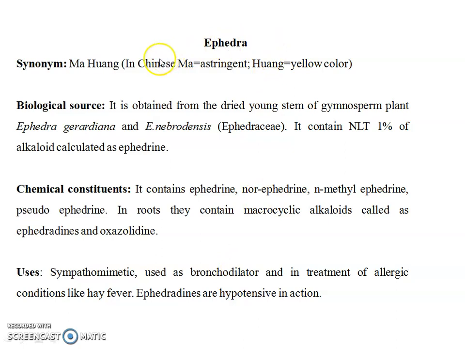Next example, ephedra. See, Ma Huang. This synonym is entirely different from the plant name, so you have to remember ephedra as Ma Huang. And the dried young stem is the part used; among all alkaloids, no alkaloid is obtained from the stem, only ephedrine is obtained from the stem. So this is one of the specific characteristics. The plant names are Ephedra gerardiana, Ephedra nebrodensis, family Ephedraceae, same. And again ephedrine is the same as the plant name, and it is a sympathomimetic drug.